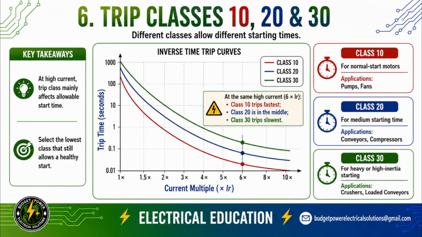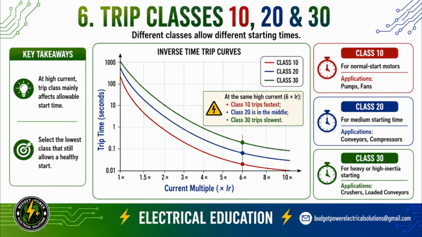Now let's compare trip class 10, class 20, and class 30. The main difference is how long the relay allows a high starting current before tripping. Class 10 responds fastest. Class 20 allows more starting time. And class 30 allows the longest starting time of these 3 examples.